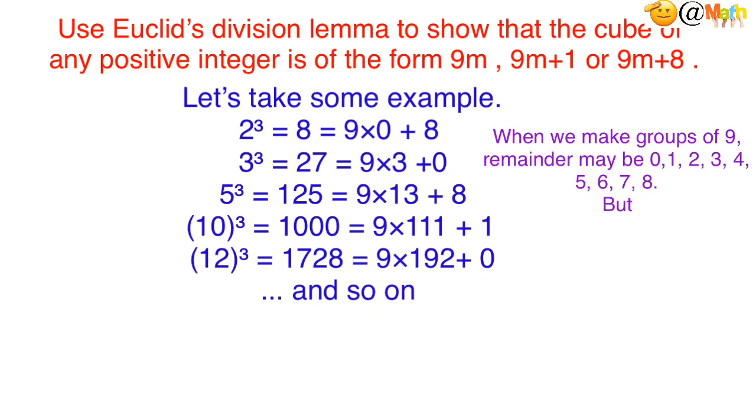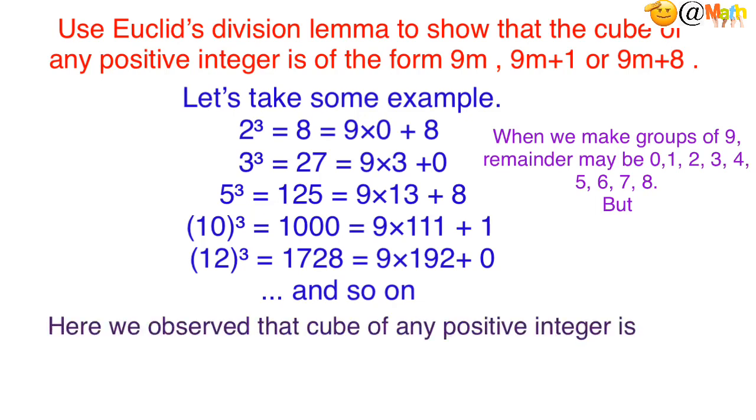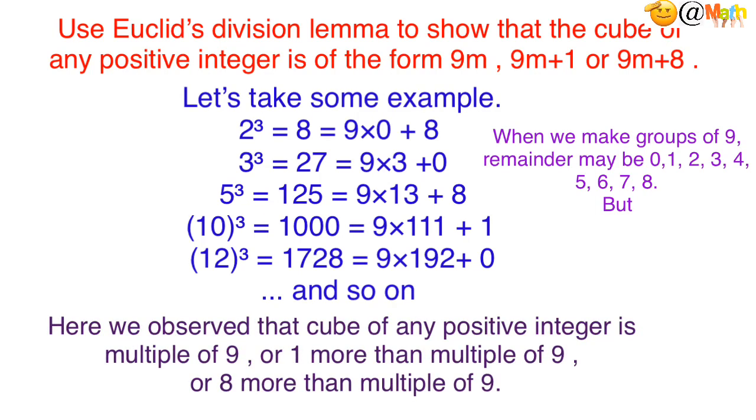When we make groups of 9 or divide by 9, remainders may be 0, 1, 2, 3, 4, 5, 6, 7, 8. But here we observe that the cube of any positive integer is a multiple of 9, or 1 more than a multiple of 9, or 8 more than a multiple of 9.